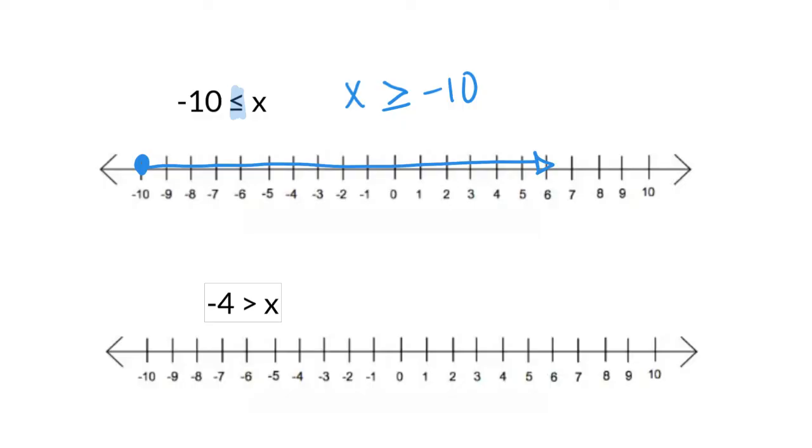Okay, same thing for the next one. -4 is greater than x, which would mean that x has to be less than -4. So I'm going to put an open circle on -4. And because x's values are less than -4, that would mean that my graph has to point to the left.